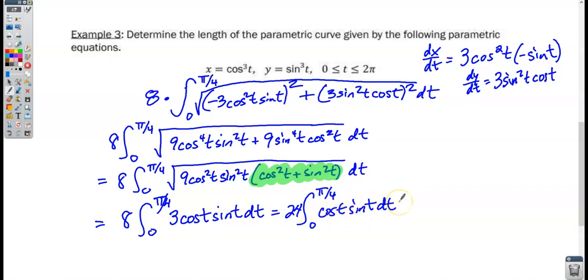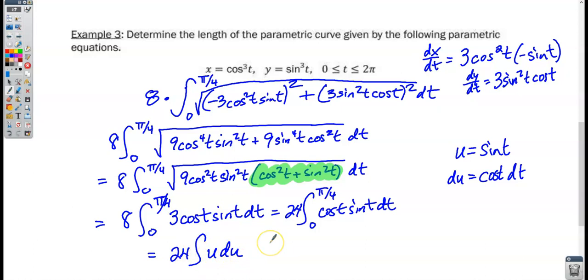And now this I can go ahead and just integrate using substitution. If u is equal to sine of t, du is equal to cosine of t dt. And so this turns into 24 integral of u du. I'm going to change my limits of integration based off of my substitution. Sine of 0 is 0, so that's going to stay as is. Sine of pi over 4 is root 2 over 2.